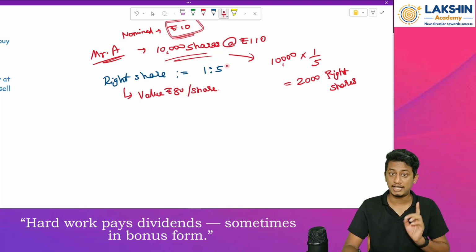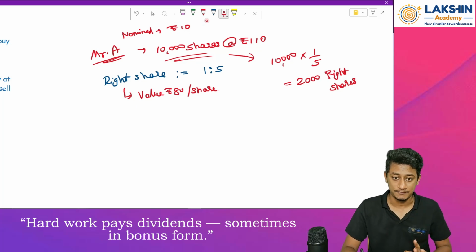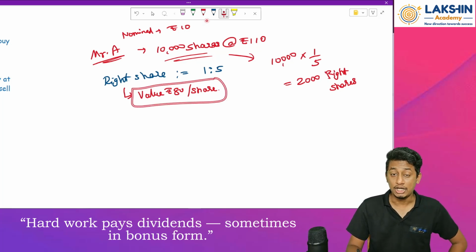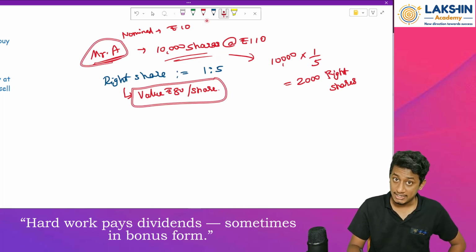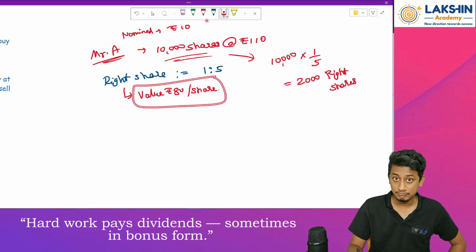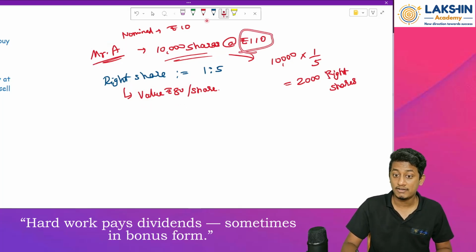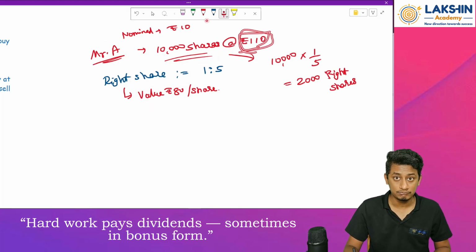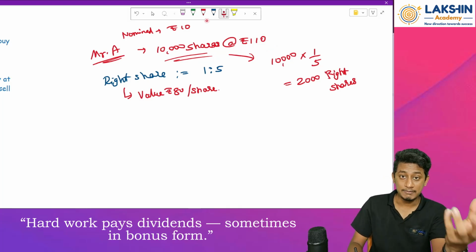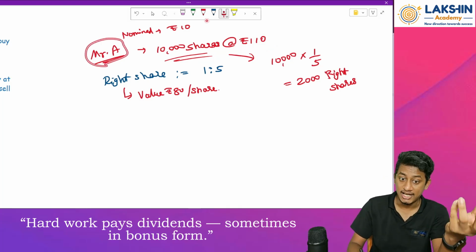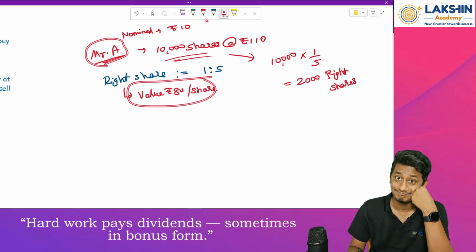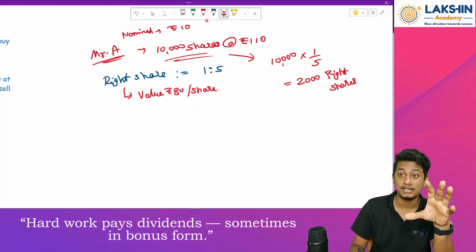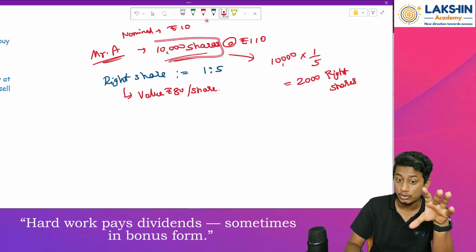Never can it issue below nominal value, except in the case of employee stock options. Clear? Okay. So that is rupees 80. That means Mr. A can buy new shares at rupees 80, while the actual value of the share is rupees 120 or 110 in the market now. Clear? So this guy is getting the same shares at a lower price. Now, it is an offer made to whom? Only to the existing shareholders.